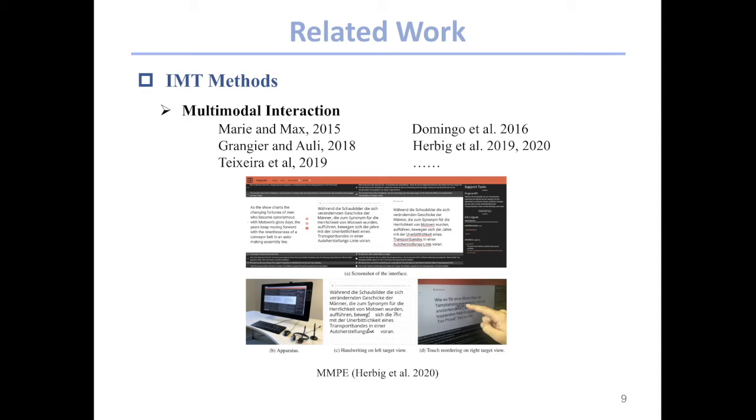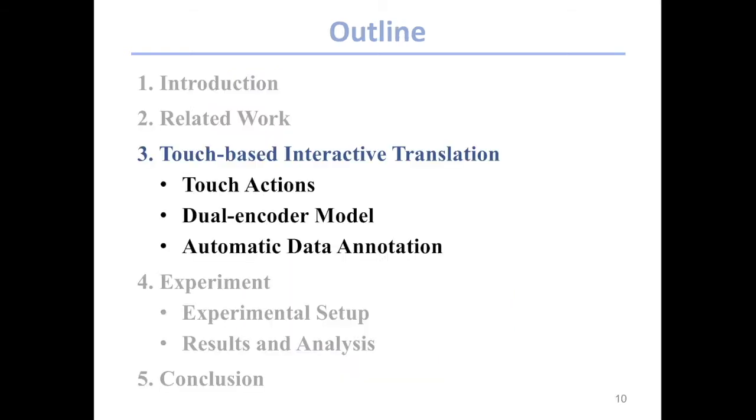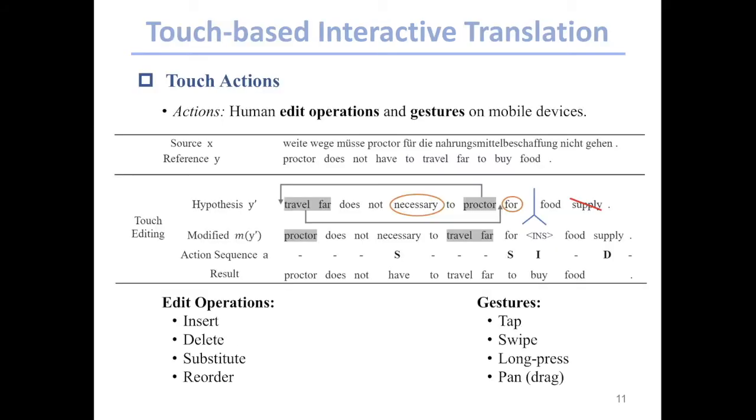However, these interaction methods are not convenient for mobile devices, which provide a variety of touch actions. Also, these methods do not make full use of the power of deep neural networks. Therefore, we pay attention to different kinds of touch actions on mobile devices and use the neural network to predict refined translation based on these actions. We first define the touch actions provided in our interaction method. The action should not only follow human edit operations, but also be intuitive with touch screens on mobile devices.